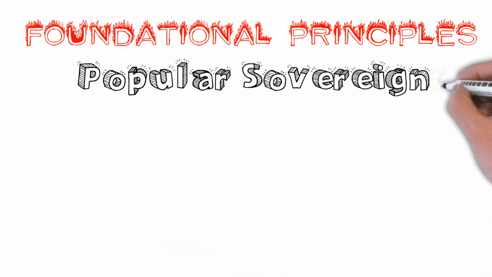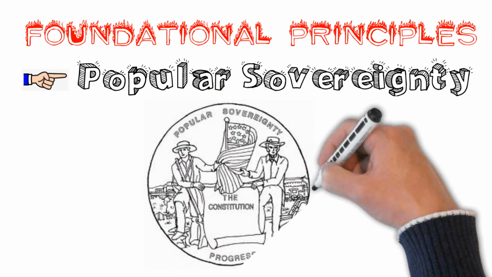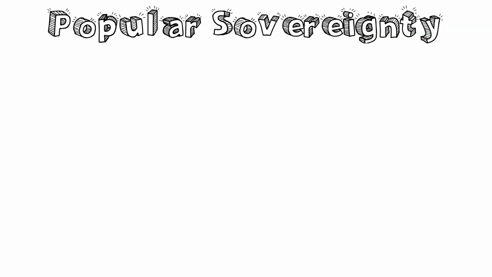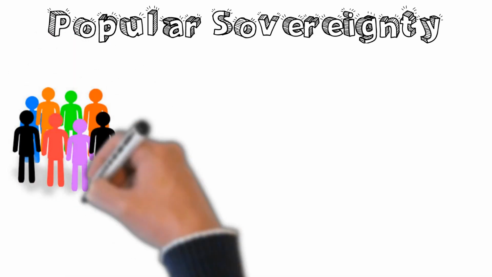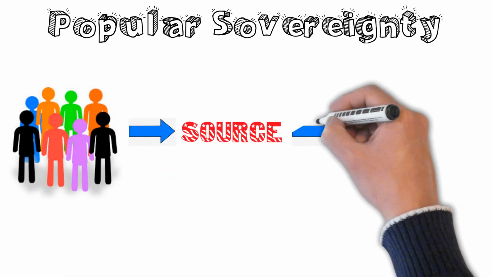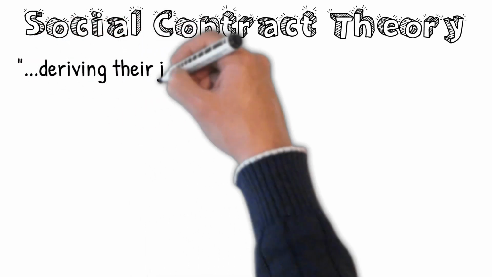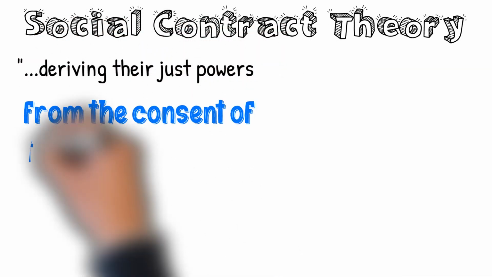The third and final principle we'll examine is popular sovereignty. Popular sovereignty is government based on consent of the people and claims that the people are the source of governmental power and authority. The government has no authority if it ignores the will of the people. We see this when Jefferson writes, "deriving their just powers from the consent of the governed."